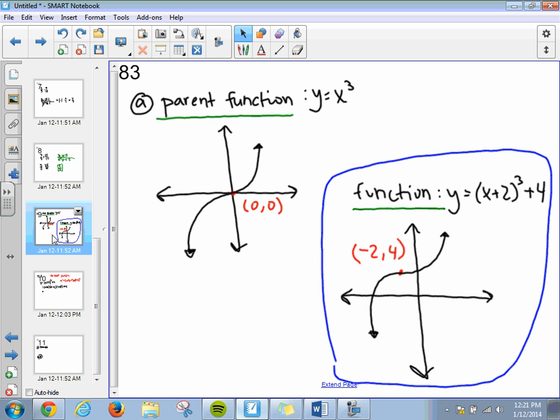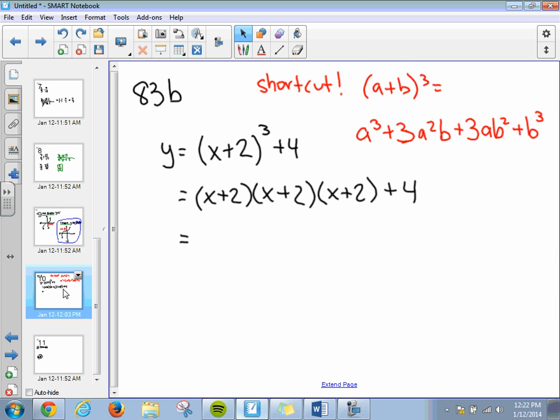In part A, they ask you to draw the parent function, and so what they want you to see is that if we start out with the parent function, it kind of looks like that sideways S. And our new function still looks like that sideways S. It's just been moved to the left 2 and up 4. So we've got it in that nice vertex form where we can see that for our x value, we need to move it over to the left 2 and up 4. So it looks just like its parent function, except it's just been shifted.